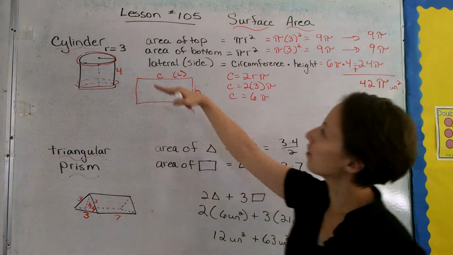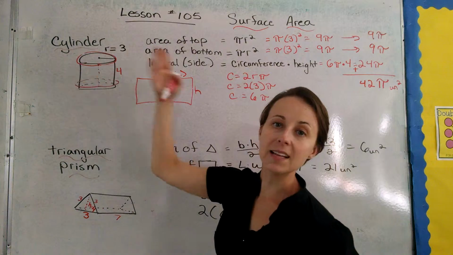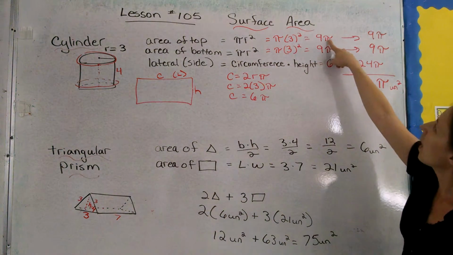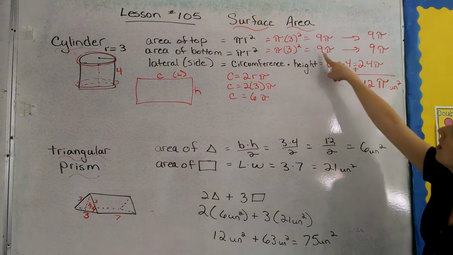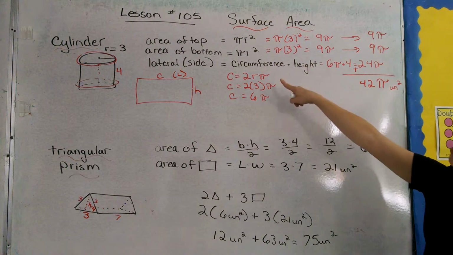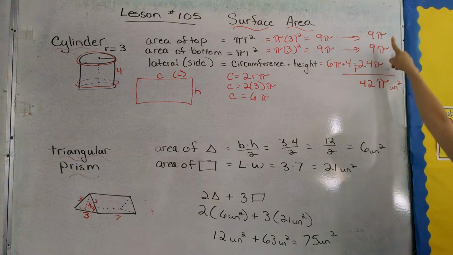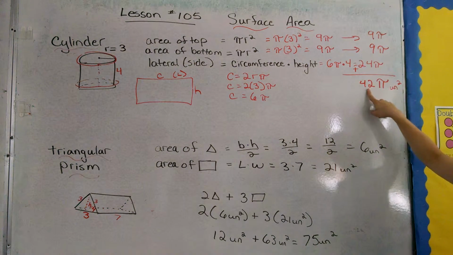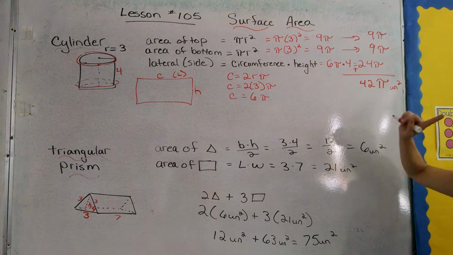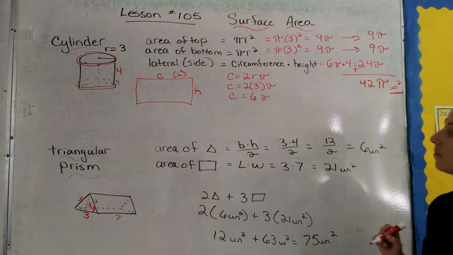Now I'm just going to add them all together. I'm going to add the area of the top plus the area of the bottom plus the area around the sides to give me my total surface area. Well, the area of the top was 9 pi. I'm just going to move that over here so I can add. The area of the bottom was 9 pi. I'm going to move that over so I can add. And the area around the sides, the lateral area, was 24 pi. 9 plus 9 plus 24 is 42 pi. Not pi squared, not multiple pi's, just pi. Units squared. Remember, we're doing area, so it's in square units.